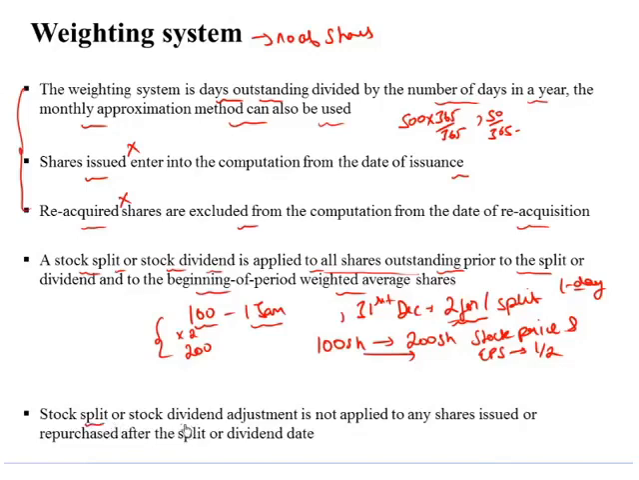Stock split or stock dividend adjustment is not applied to any shares issued or repurchased after the split or the dividend date, because now these are the new shares. So incremental issuance or repurchase will happen at the new price, and the split or dividend doesn't really affect the incremental transactions. However, all prior outstanding shares have to be adjusted to that extent.